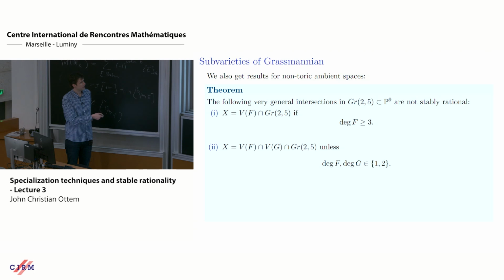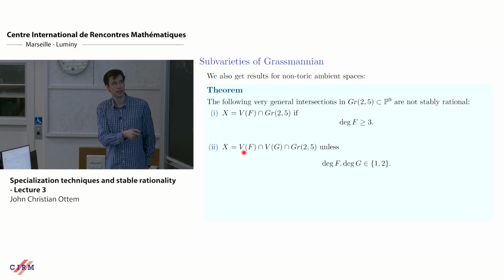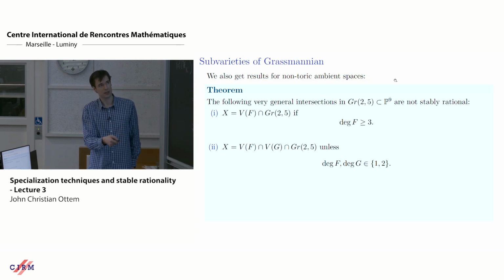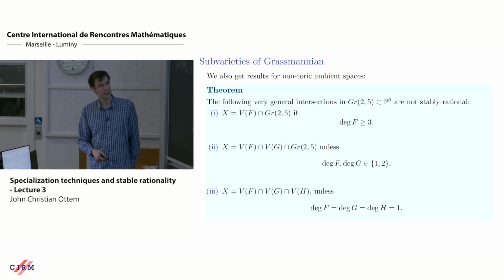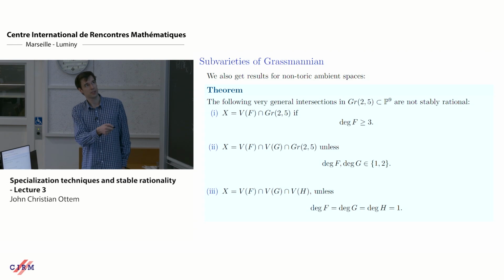And the same thing for complete intersections. Like if you have 2 hypersurfaces, we know exactly the exceptions when these are stably irrational. And the same thing with 3 hypersurfaces. So this is a Fano 5-fold, this is a Fano 4-fold, and this is a Fano 3-fold.